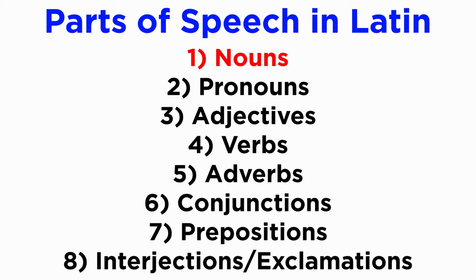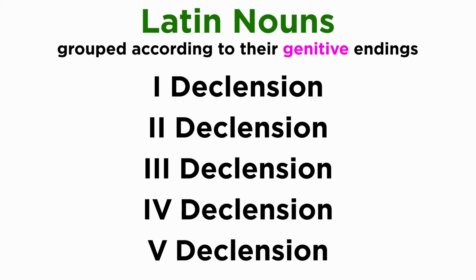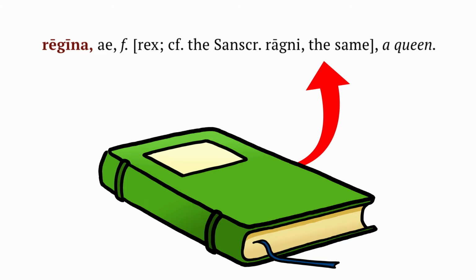We've already gone over some information regarding nouns in Latin, but now it's time to really learn the associated grammar. All Latin nouns are divided into 5 distinct groups called declensions, based on how they end in the genitive case. The dictionary will always provide you with the nominative form followed by the genitive form, so there is no need to worry about finding this information.